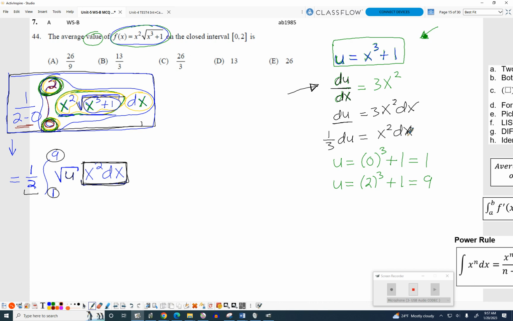That black box is the same as this black box, yes? Yep. That means this black box is nothing more than 1/3 times du. And now we have left our x completely behind. Our x is no longer in the picture. We have done the Taylor Swift thing. We have burned all the pictures.